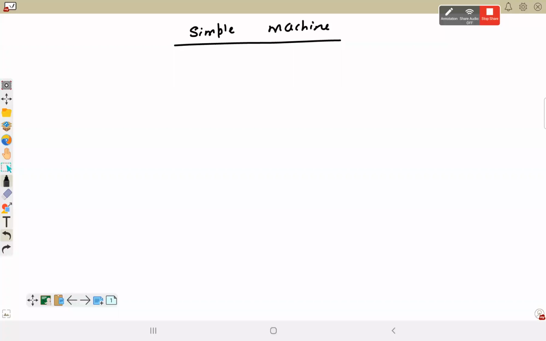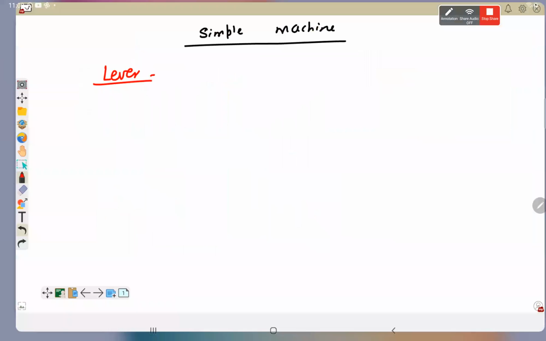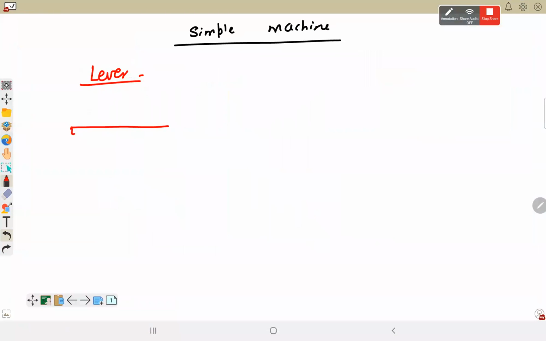Sure, sure. I will revise all three. This time I'm doing. But first, let me check whether you revised or not. Lever is an example of a simple machine. There are three classes of lever. First, in which fulcrum lies in between effort and load. Lever of type 1.